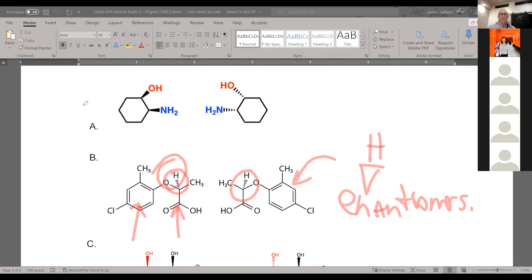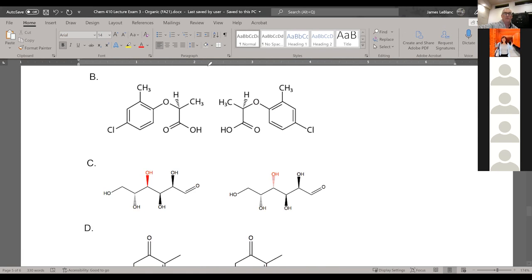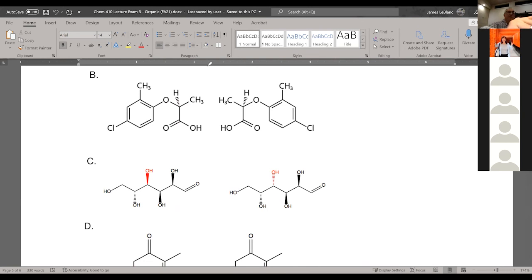Because if I flipped one, they'd still be pointing opposite. They wouldn't be pointing in the same direction. So I can't stack those two on top of each other. Now the next one, we have 1, 2, 3 groups that are exactly the same, but one group that's different.